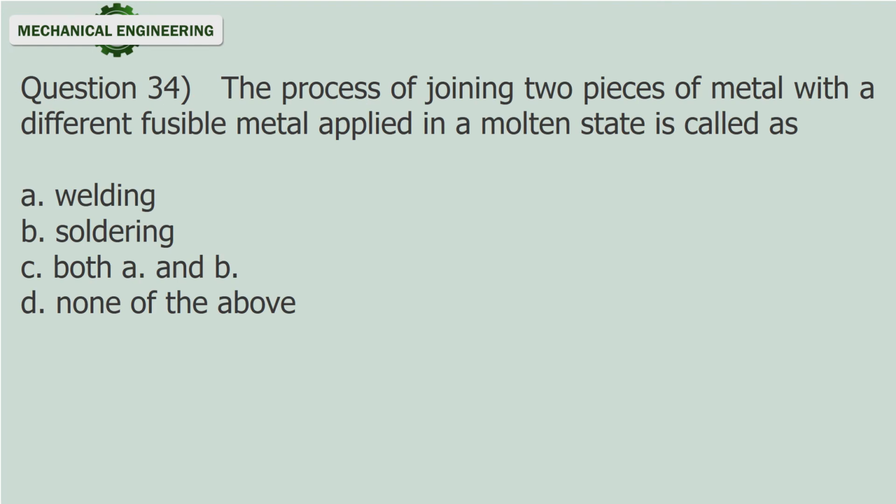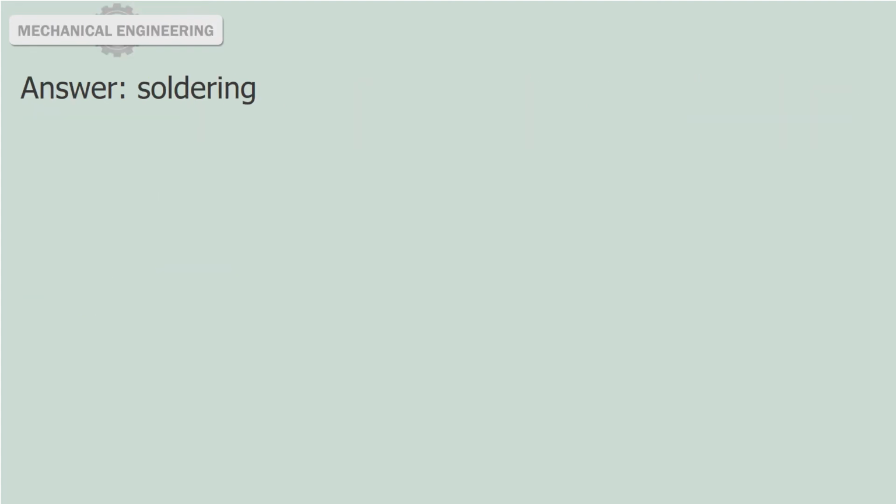Question 34. The process of joining two pieces of metal with a different fusible metal applied in a molten state is called as A. Welding. B. Soldering. C. Both A and B. D. None of the above. Answer: soldering.